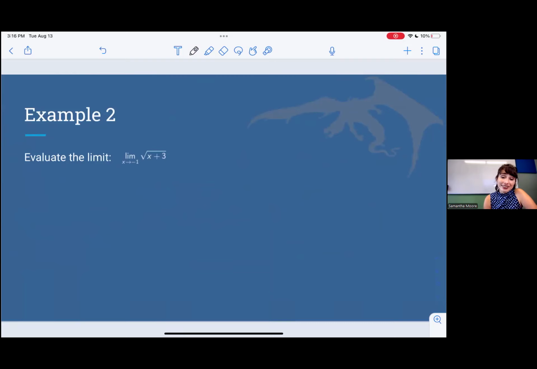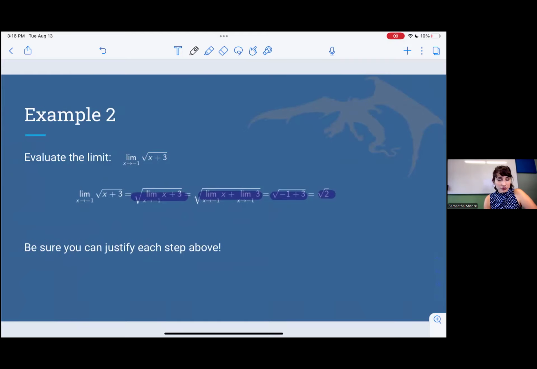All right, so next example, we want to find the limit as x approaches -1 of the square root of x plus 3. Okay, so I'm going ahead, I'm doing this limit. First thing that I notice is I seem to have my function underneath a square root. And so first thing I'm going to do is apply the root law, and I'm going to bring that square root out. So now I can think about just the limit as x approaches -1 of x plus 3. That's an easier function to think about.